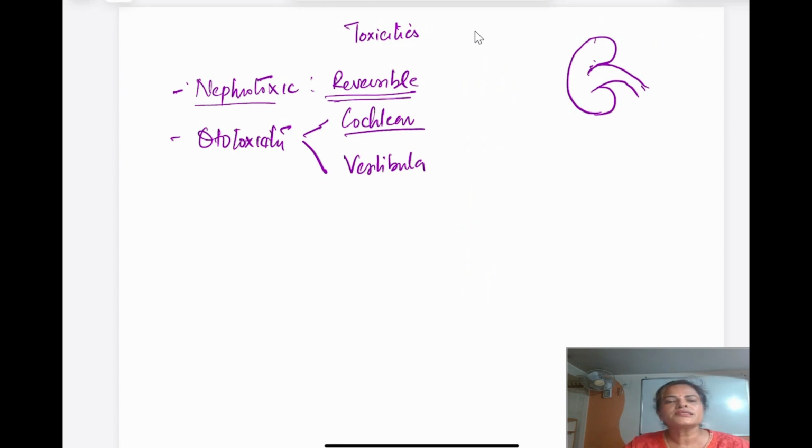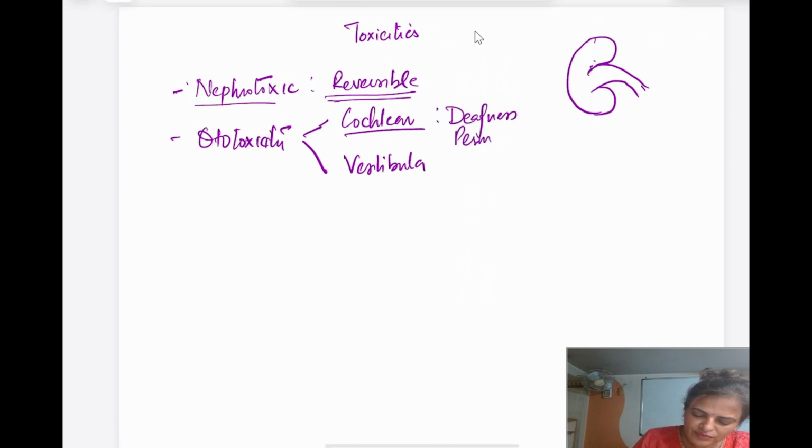Cochlear toxicity is hearing loss. What will happen to the patient? Hearing loss will be there, first for high frequency sound followed by low frequency sound. The deafness is permanent; the organ damage will be permanent.